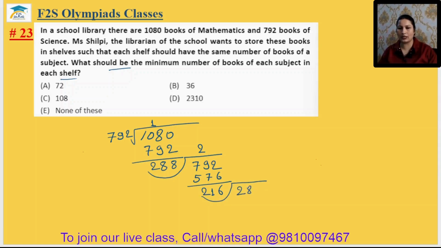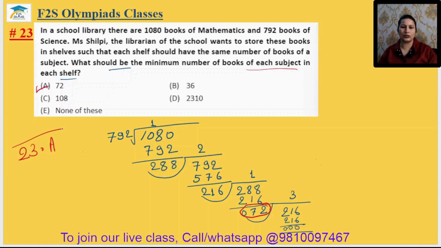216 divided by 288. So ones are 216. 8 minus 6, 2, 7, 0. 72, 216, 3s are 0, 0, 0. So 72 is the HCF, and 72 is the number of books which can be kept on the shelf so that the minimum number of each subject can be kept on the shelf. Option A is the answer. 23rd answer is option A.